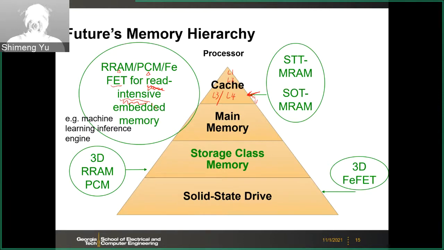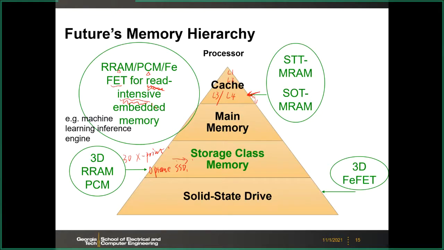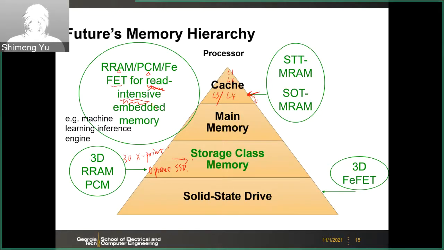And the 3D X-Point is a commercialized product from Intel, and you can buy it from the market. They call it Optane SSD. It's a high-end SSD made of the 3D X-Point, the 3D version of the phase change memory. And this is a good fit for this storage class memory. You can think of it as a high-end SSD, a faster SSD than your regular NAND flash-based SSD.